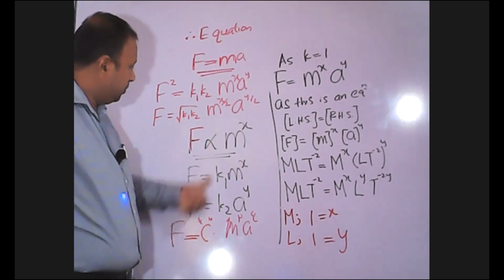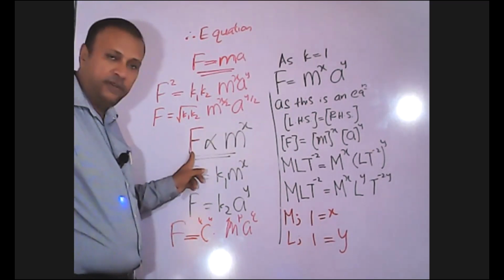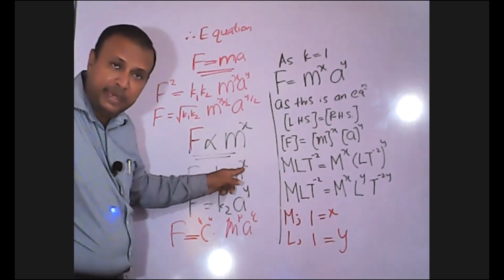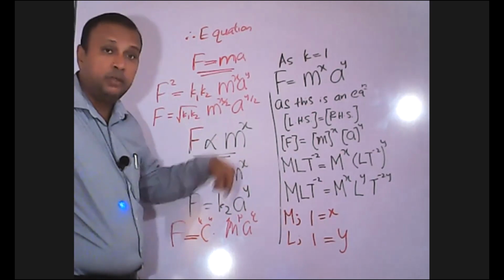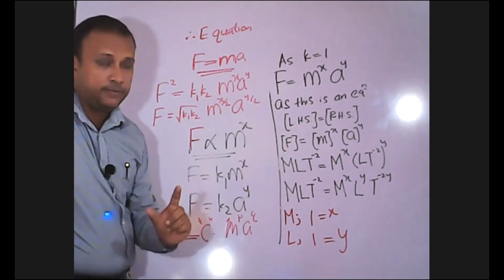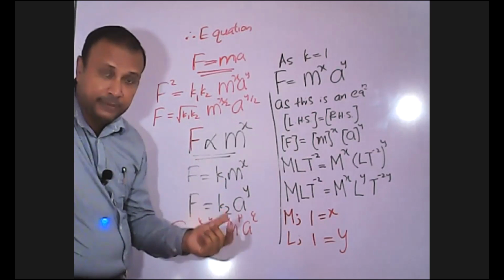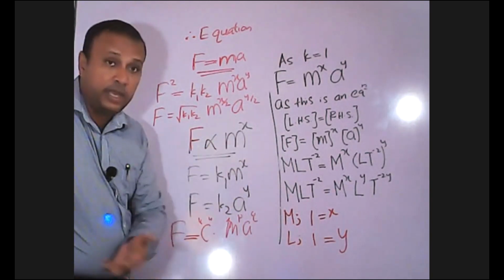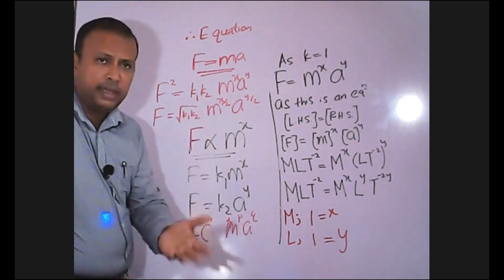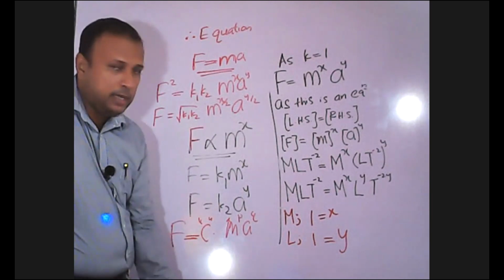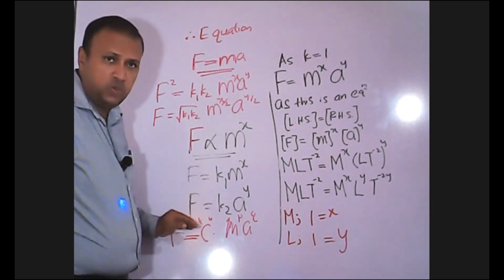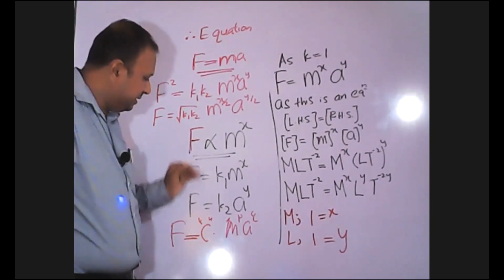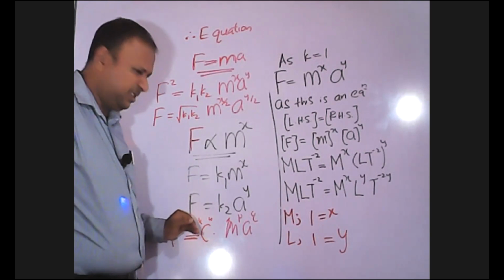So if F is directly proportional to m and F is directly proportional to a, so F is directly proportional to the product of these two physical quantities. That is a logic. According to that logic, we have built an equation. F is equal to k into m to the power something and a to the power something. Okay. So you can use this one. It is a correct method. But the thing is, this is not a correct way.